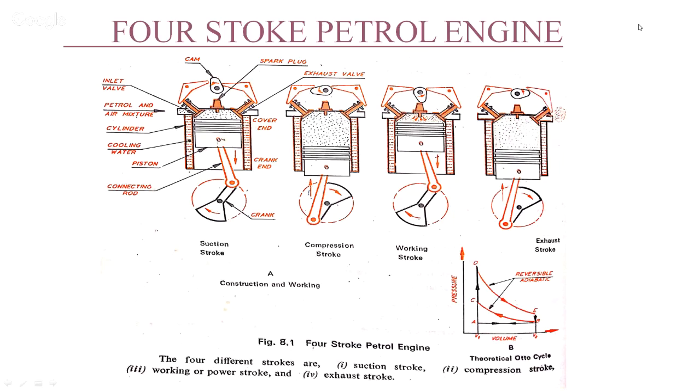This operation is called the power stroke or working stroke. See, the stroke in which the fuel is burned is called the power stroke. Now, at very great force, the piston is pushed downwards. So in this stroke, very high energy is released. This excess energy is stored in the flywheel.